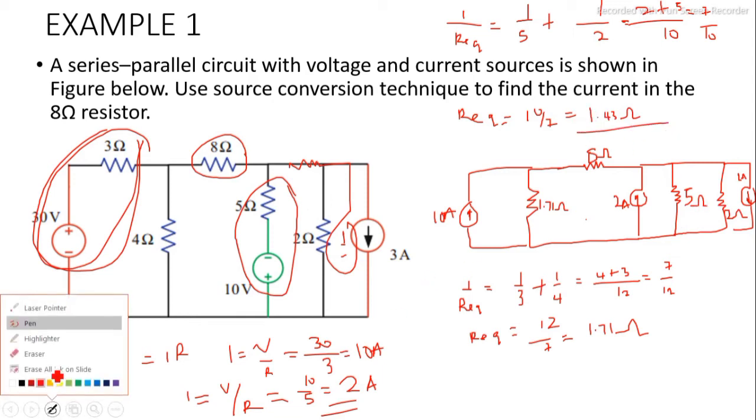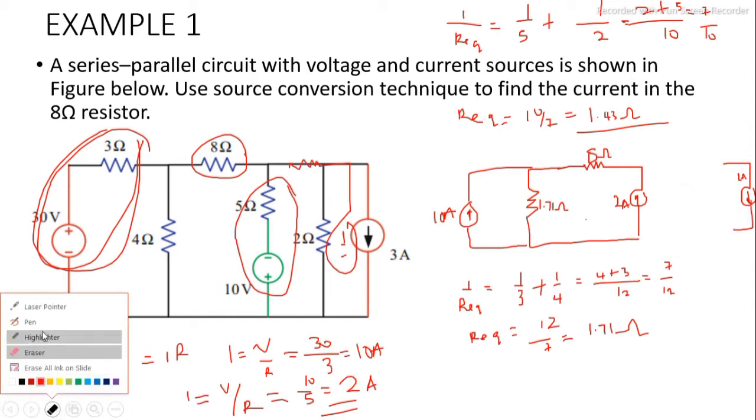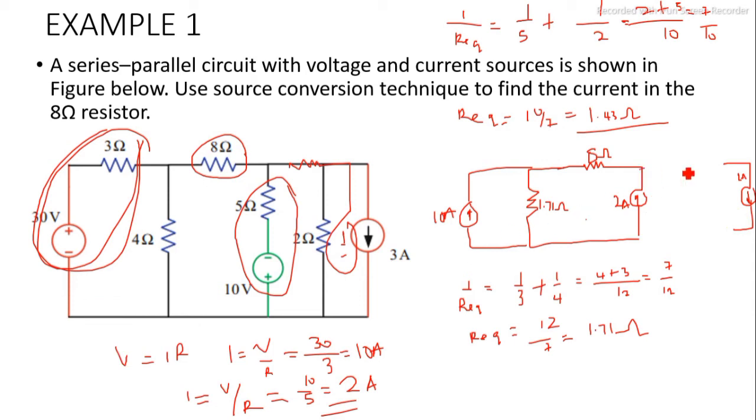So let's replace that with just one resistor. These two give us 1.43 ohms. So instead of having those two, you have 1.43 ohms. That's the equivalent of these two. So now we can convert this back to a voltage source. If we convert this back to a voltage source, it will be in series with this. Let me rub off this. We are through with this.